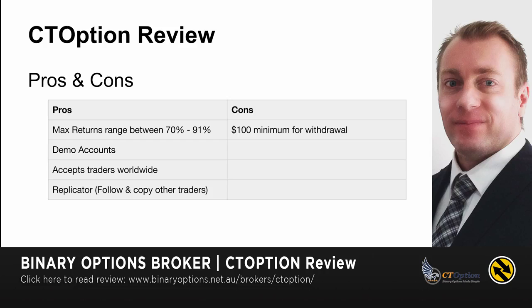So let's go through the pros and cons. You're going to get max returns between 70% and 91%. They offer a demo account, they accept traders worldwide, and they have a new tool called the Replicator where you can follow and copy other traders, but there's going to be more about that later in this video. I guess the biggest downside is that to do a withdrawal, you need to have at least $100. So please be aware of that.